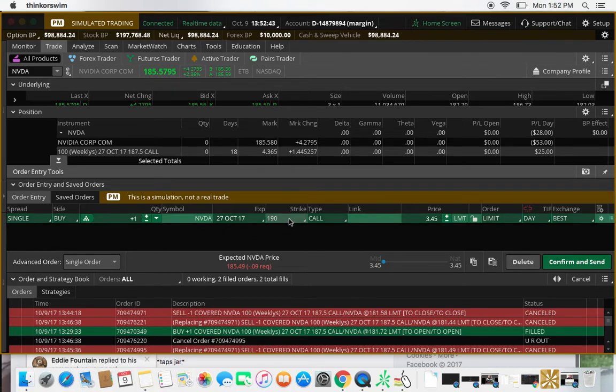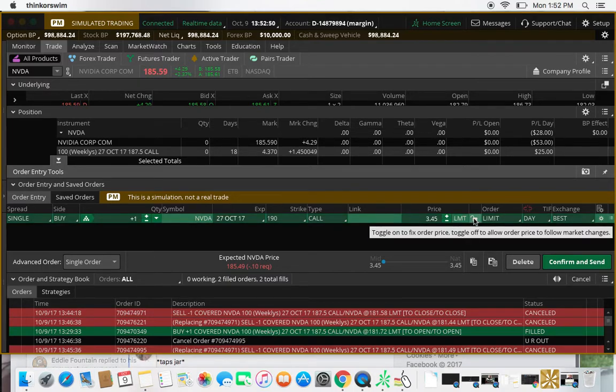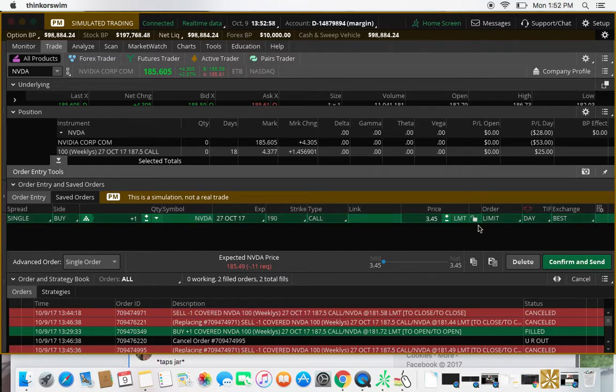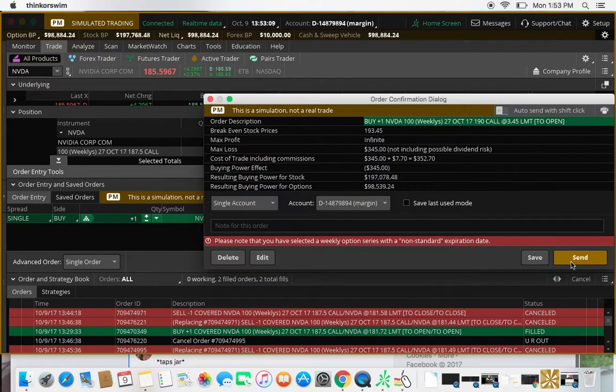And strike is at 190. It's a call. Okay, so we had unhooked this before. Do I need to hook that back together? No, that basically has to do with where the price is. When that lock is open, then your limit price is at the market, basically. So it really depends on where you're trying to put in your trade price. Got it. Okay, I like that, so I'll confirm and send.